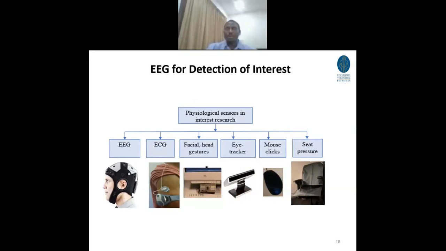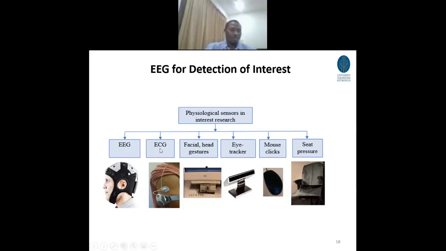Okay, now in terms of physiological sensors in interest research, we actually have a lot. There are a few. This is the EEG that I mentioned. This is just one of the caps that could be used. It's just something that you wear.